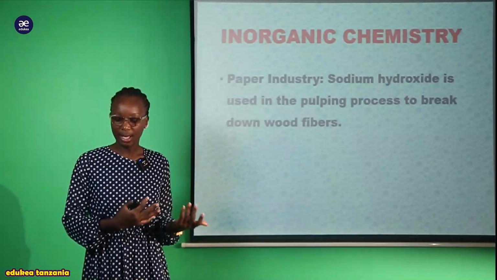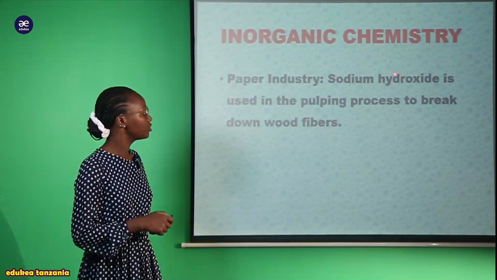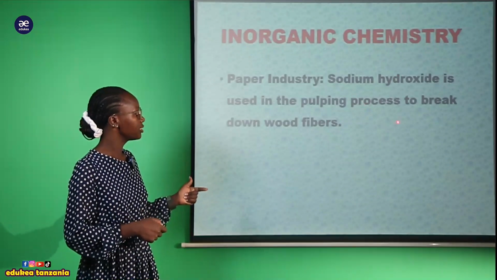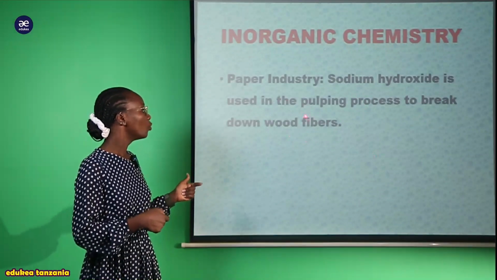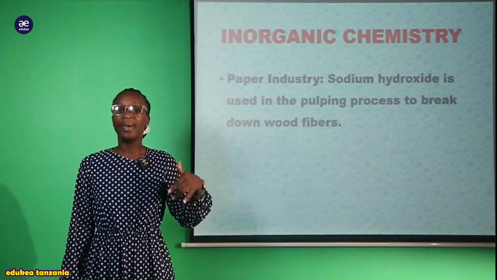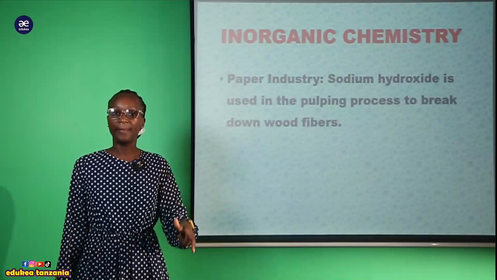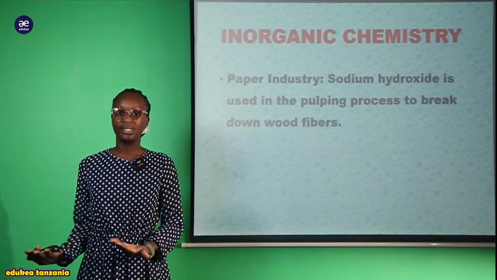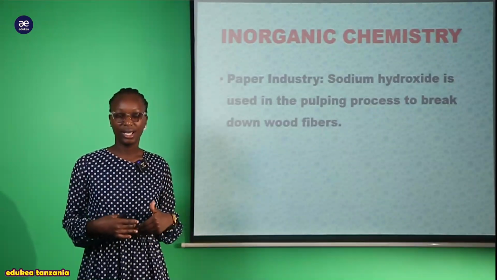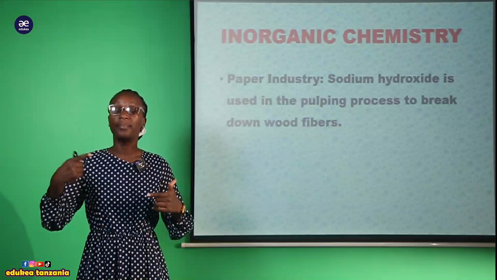So kwenye paper industry hii sodium hydroxide inatumika vipi? Anasema kwamba the sodium hydroxide is used in the pulping process to break down wood fibers. Kumbuka kwamba zile paper zinatengenezwa of course, lakini the main source or the raw material, malighafi iliyotumika kutengeneza zile paper au hizo karatasi zote ni miti. So we have to manufacture, we have to process. Sasa hii sodium hydroxide inatumika katika ile process nzima ya kufanya pulping.